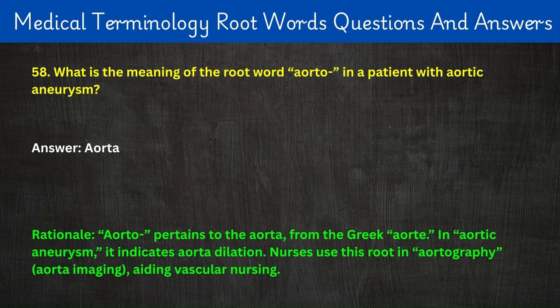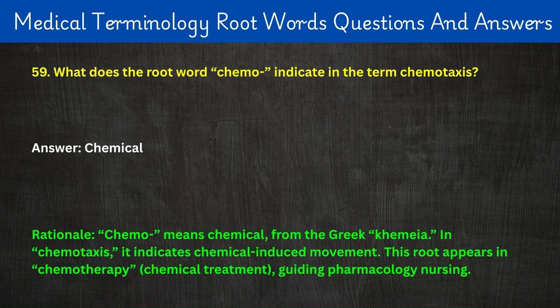Answer: aorta rationale. Aorto- pertains to the aorta, from the Greek aorte. In aortic aneurysm, it indicates aorta dilation. Nurses use this root in aortography, aorta imaging, aiding vascular nursing. 59. What does the root word chemo- indicate in the term chemotaxis?